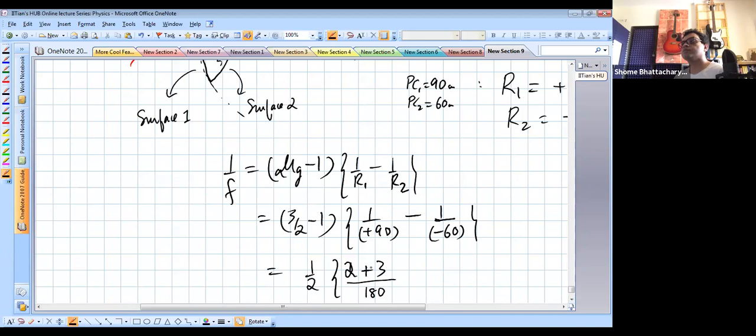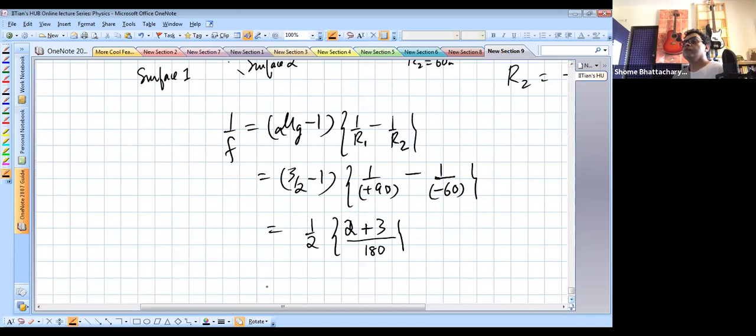So 2 plus... So it's becoming how much? 360 by 5, or the focal length is becoming 72 centimeters. But more importantly, it's positive. So the focal length is positive 72 centimeters. We'll go back to the diagram and understand what that means.